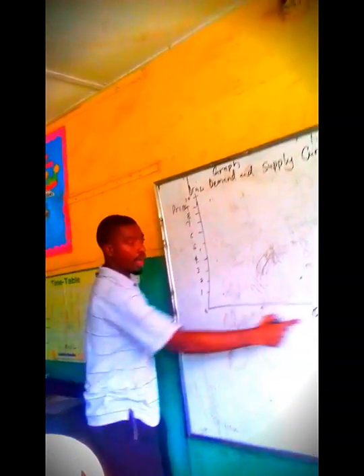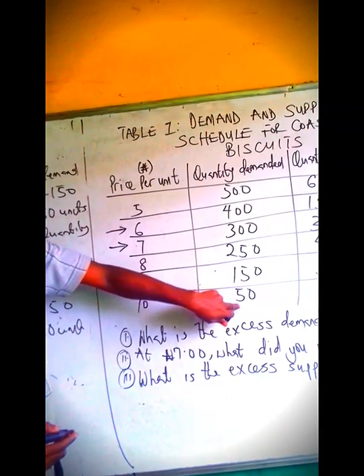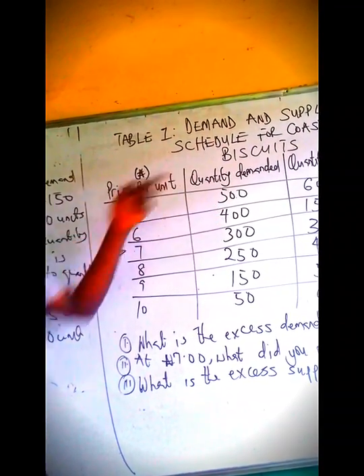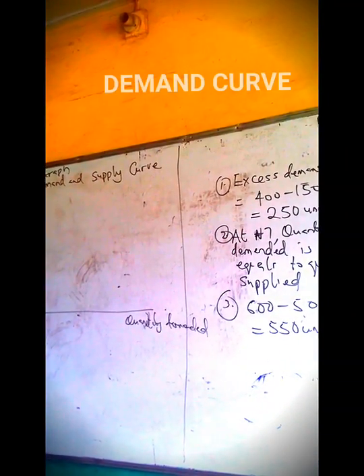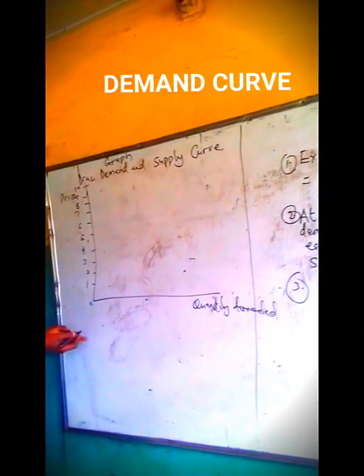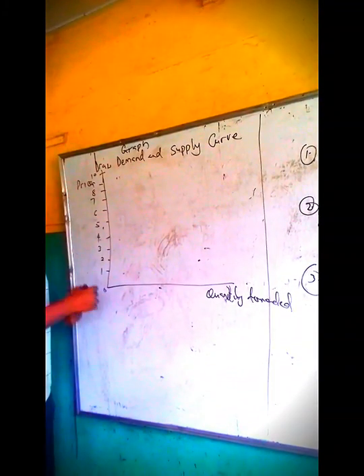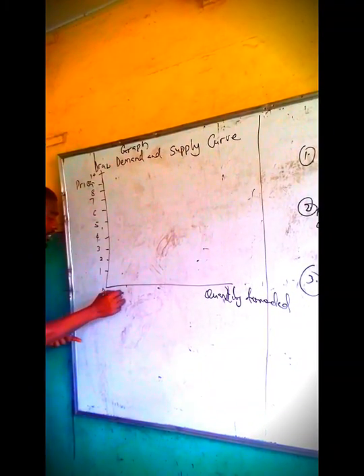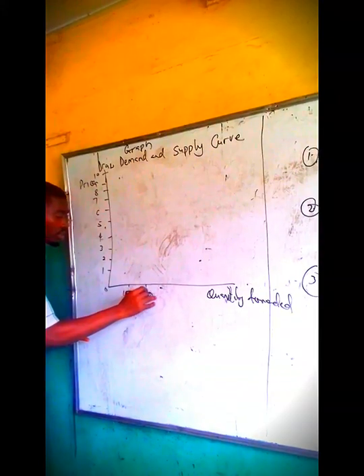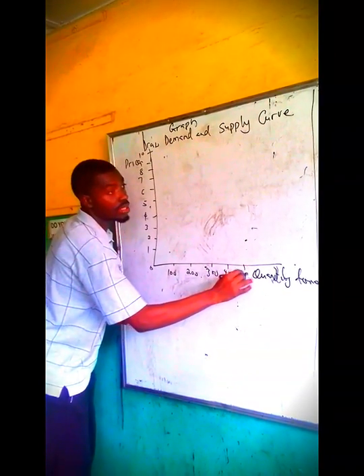Now, for our quantity demanded, what's the lowest quantity demanded here? 50. The highest quantity demanded is 500. So, how do we label this? The same thing applies. You can say 1 centimeter to 50 units, or 2 centimeters for 100 units, depending on how you want it. But for me, I'll make it 100: 100, 200, 300, 400, then you have 500.